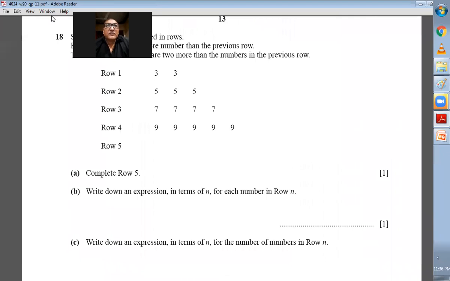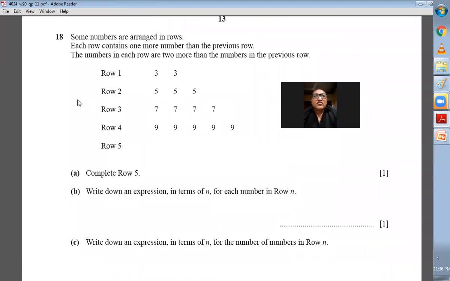Okay, question number 18. So he says some numbers are arranged in rows. Each row contains one more number than the previous row. The numbers in each row are two more than the number in the previous row. Complete row number 5. Pay attention. In the first row, I have 3, and 3 is written 2 times. In the second row, we have 5, and 5 is written 3 times. In the third row, we have 7, and 7 is written 4 times. Then in the fourth row, I have 9, and 9 is written 5 times.